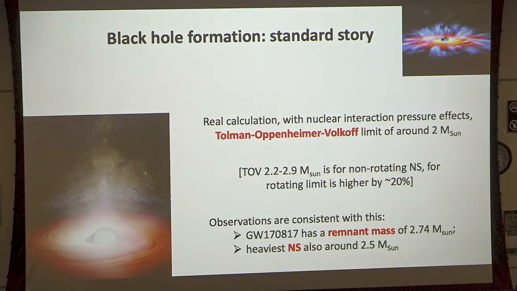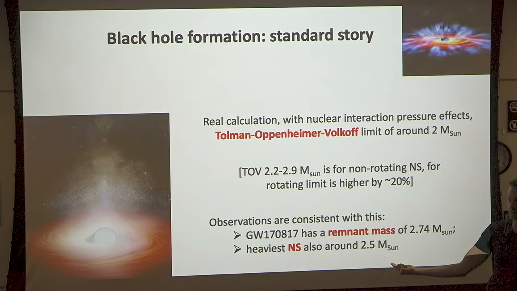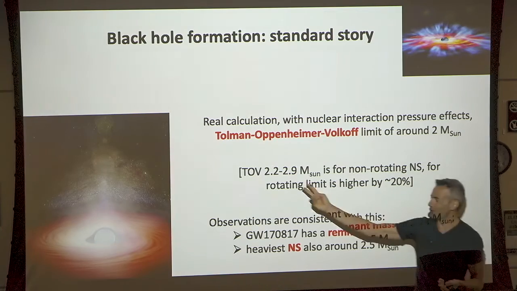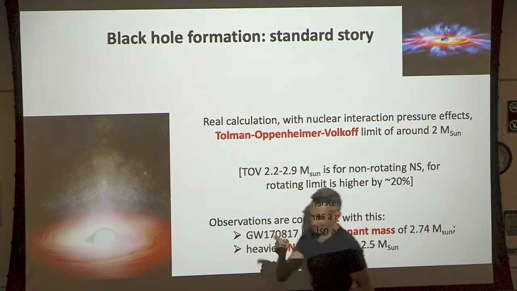And so that is the sort of observational lower limit of how light black holes can be, compatible with TOV. And on the other hand, there is evidence for neutron stars that are as heavy as 2.5. So the cusp of when you form a black hole observationally is here, which is, of course, very compatible with the theory estimate.